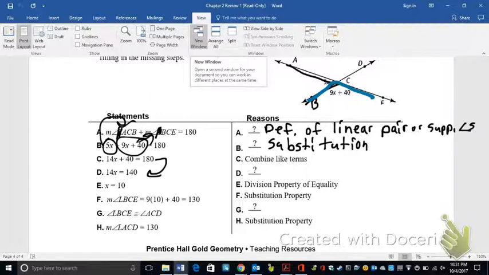D, how do we go from 14x plus 40 equals 180 to 14x equals 140? Well, we subtracted 40 from both sides. So 40 minus 40 is 0. 0 plus 14x is 14x. And 180 minus 40 is 140. The subtraction property of equality is that property which allows us to subtract the same amount from both sides and keep it as an equality.